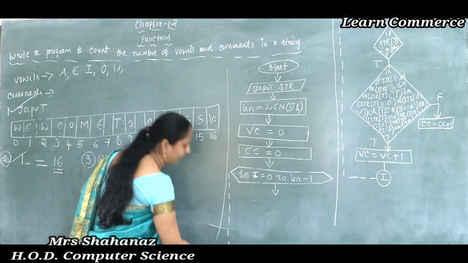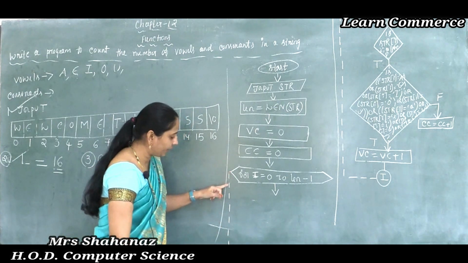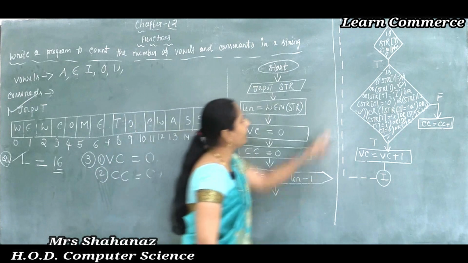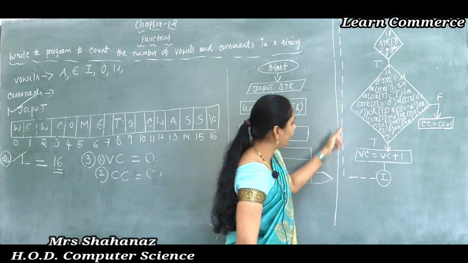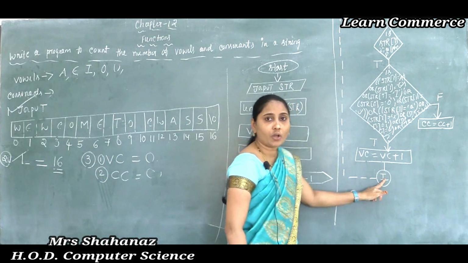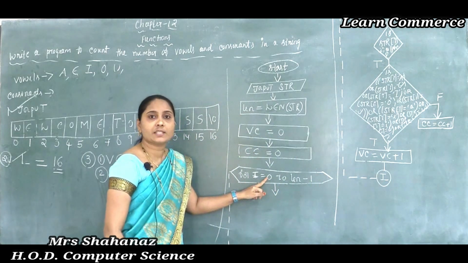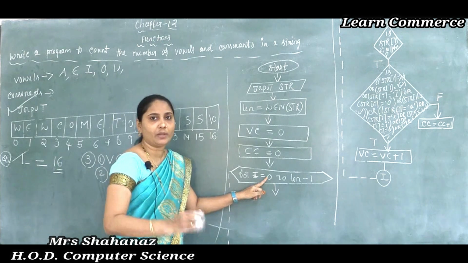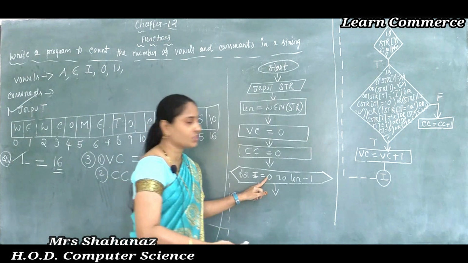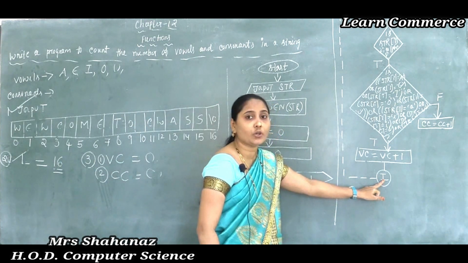I am connecting from here to I. I take the connection from here and, okay, here we need to make the connection to the I, because it is going to access the values one after another. First it accesses the 0 position value, then the 1 position value, then the 2 position value, then the 3 position value. So one by one it is going to access.